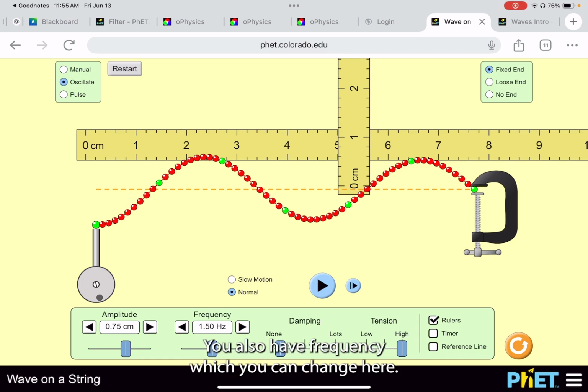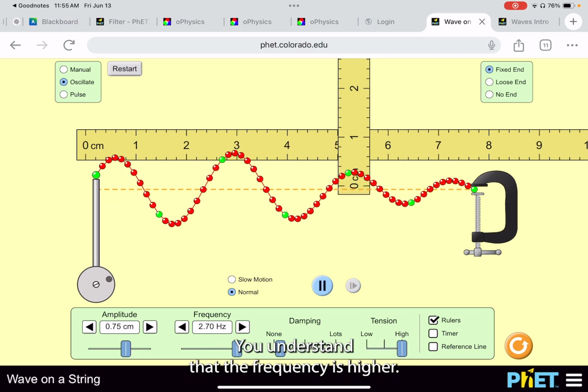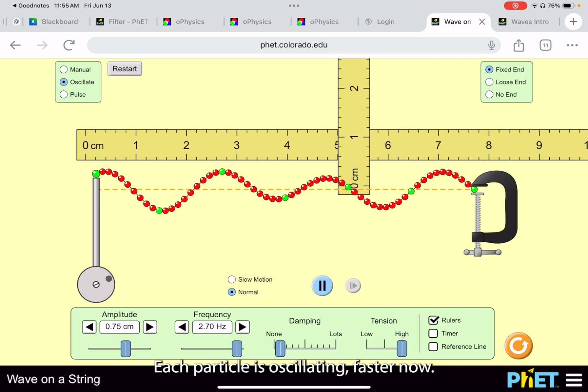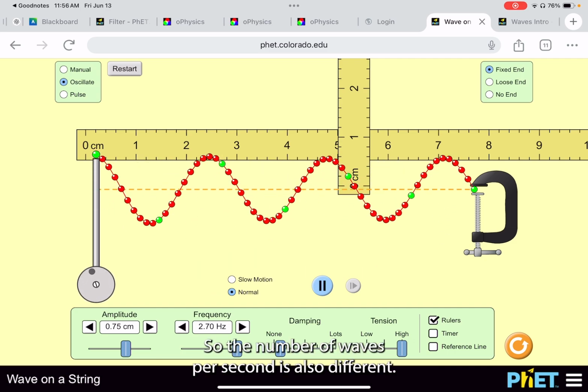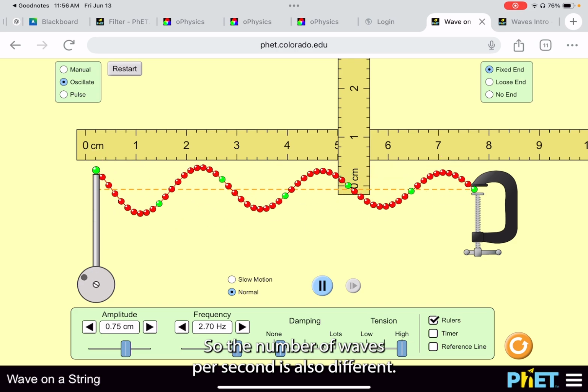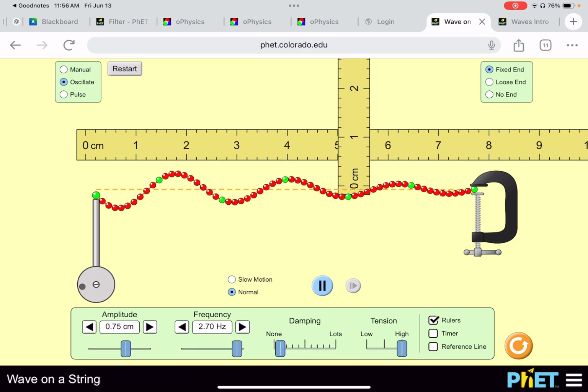You also have frequency, which you can change here. Let me make the frequency higher. Understand that each particle is oscillating faster now, so the number of waves per second is also different.